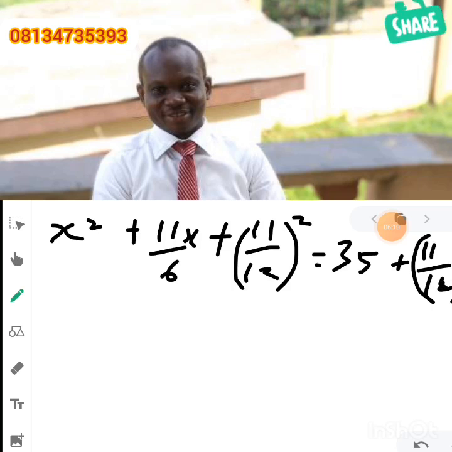Now what's the next step? That is step 4, right? It says we are to simplify the right hand side.